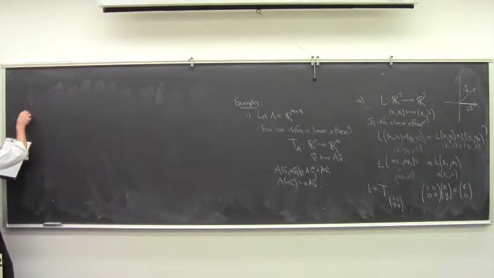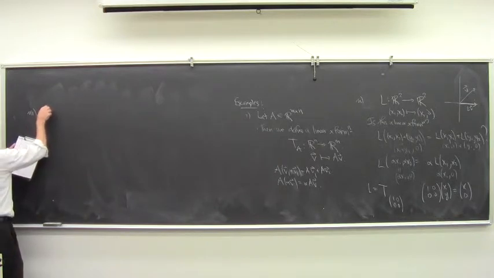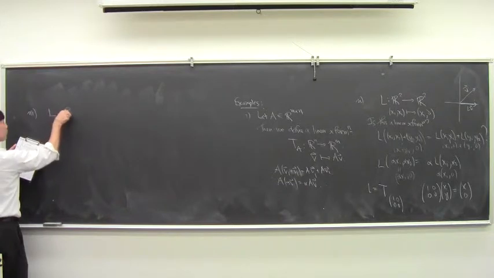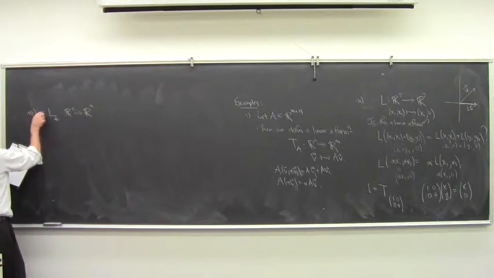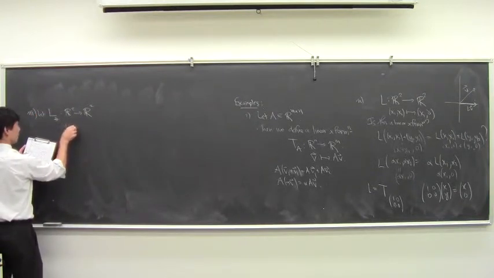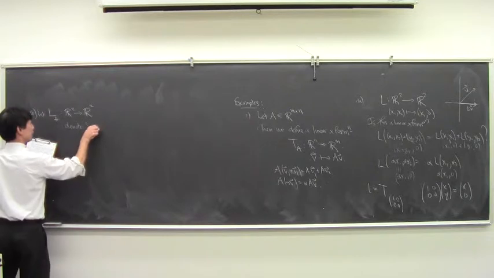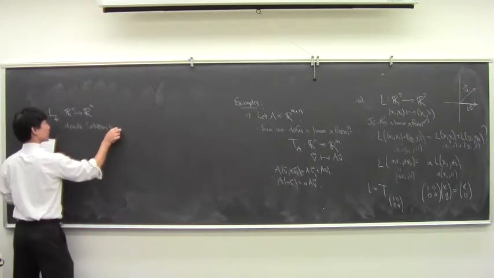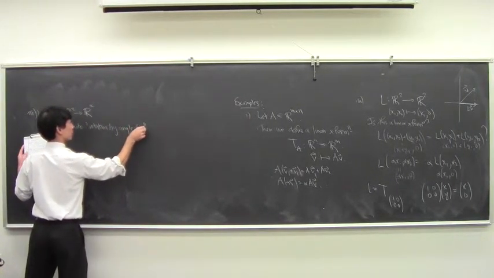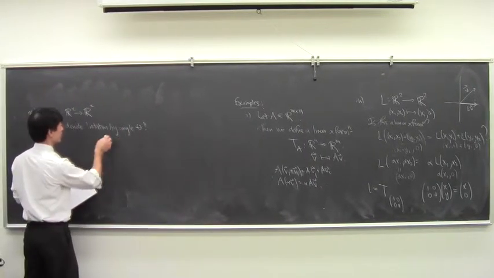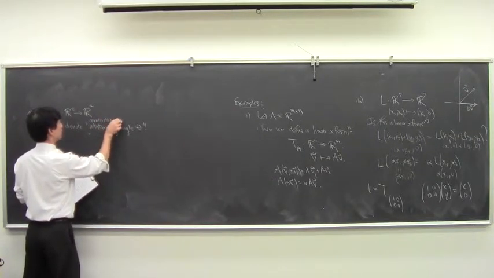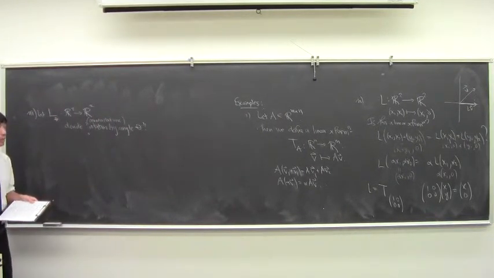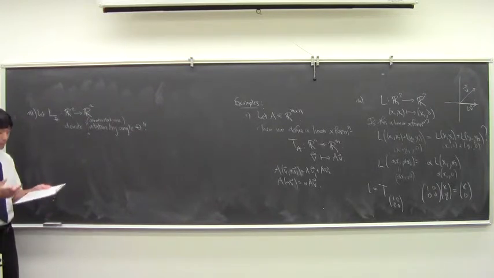Okay. Number 3. Again, we're going to be in R2 to R2. Let L theta denote rotation by theta. Maybe say counterclockwise. So it takes a vector and then rotates it counterclockwise by an angle theta.